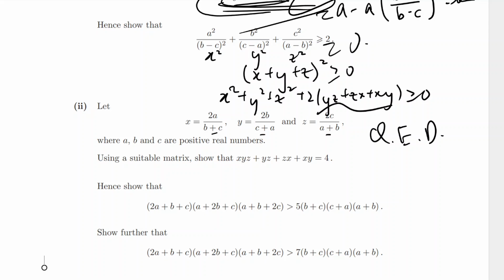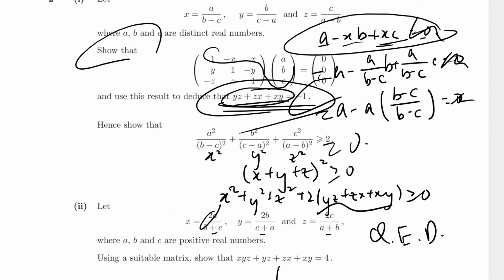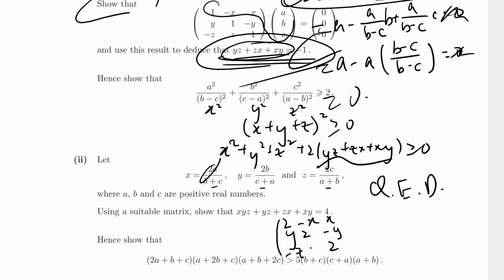Using a suitable matrix, show that xyz plus yz plus zx plus xy equals 4. You could choose a sensible matrix. We have 2's in front, so it might be sensible to observe what you did before. I now have a 2 here, so it might be sensible to put some 2's here as well. You want the matrix to have 2's in it. And I think the structure of the matrix is probably the same for the rest. The 2 has to be here, minus z and z here. I suppose this works, but do let me know if it doesn't.